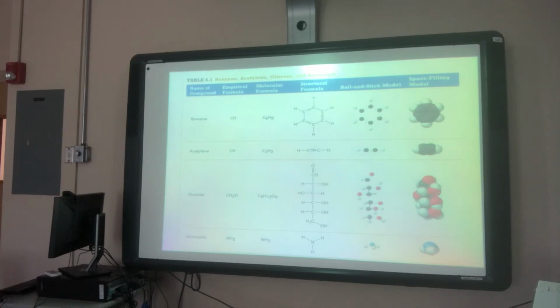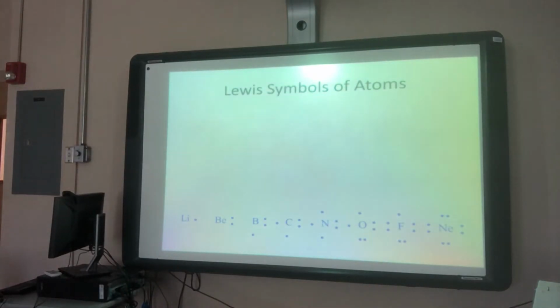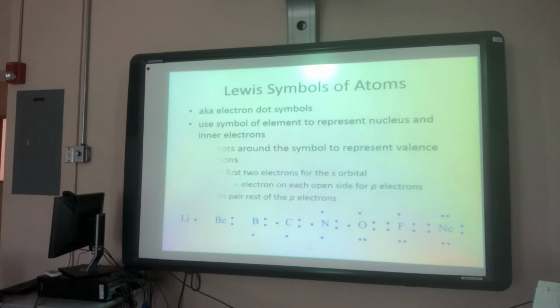So now we want to start writing our formulas and start doing our naming. But before we can do our formula, we have to understand why certain atoms are going to bond with other atoms. And so to be able to visually see this, we're going to start drawing Lewis symbols. Now, Lewis symbols also have another name. They're called electron dot symbols. And these are going to help us to visually represent what's going on.